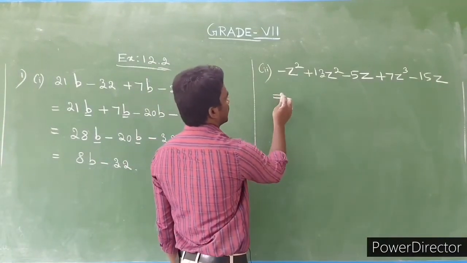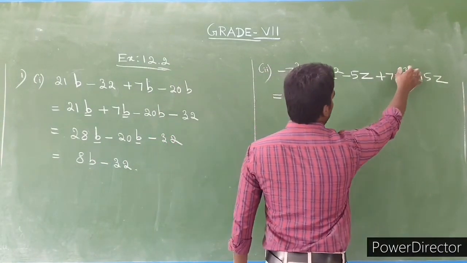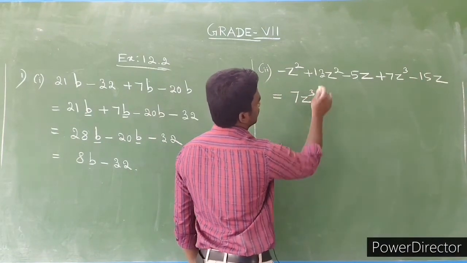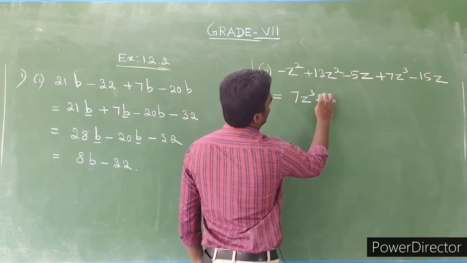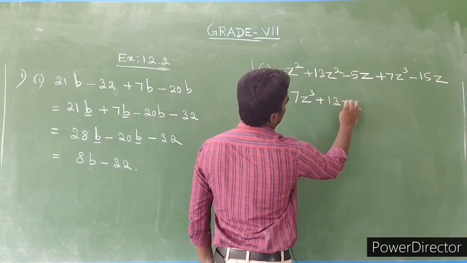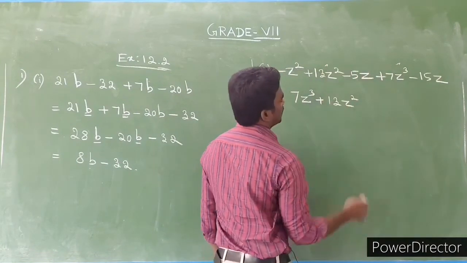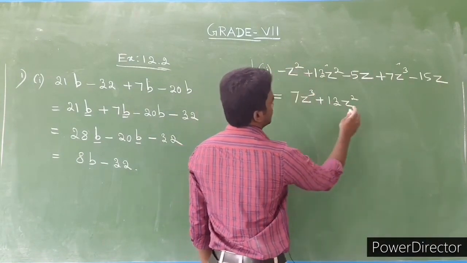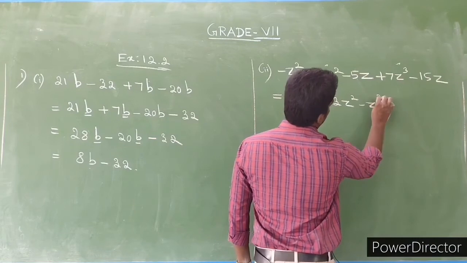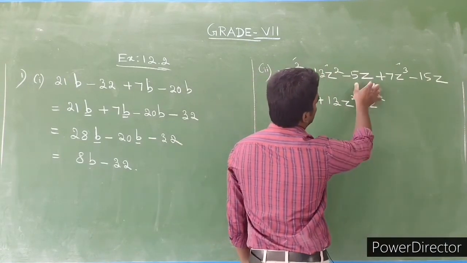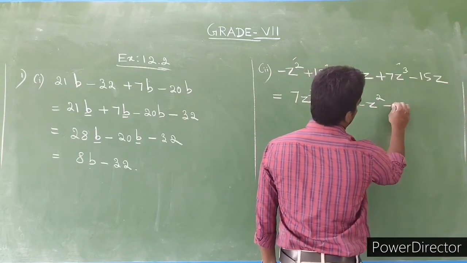We want to write it in order. First we have to write the z power 3, so 7z cube. Next, what is the square value? Plus 13z square. So we write 7z cube, next 13z square. Next, what is the other square value? Minus z square. Next, the remaining values are minus 5z minus 15z.